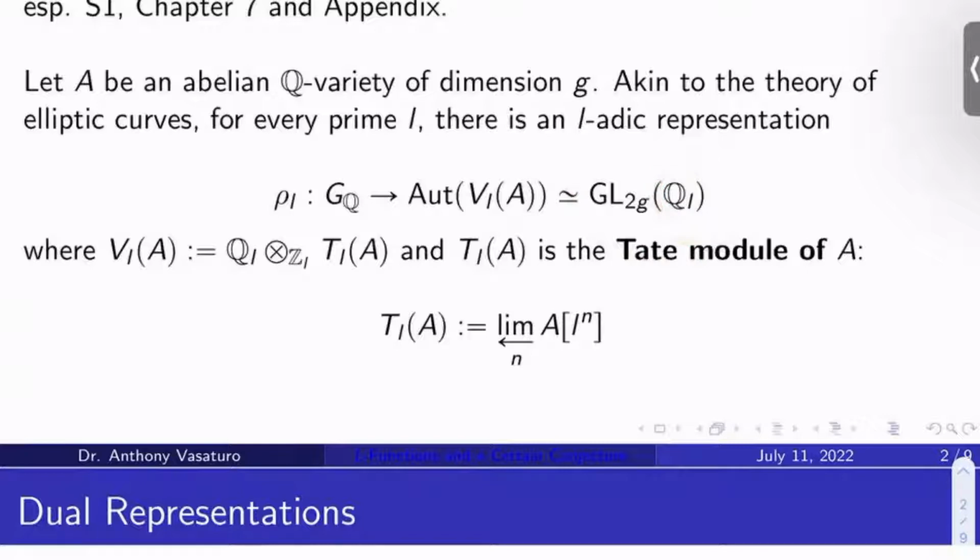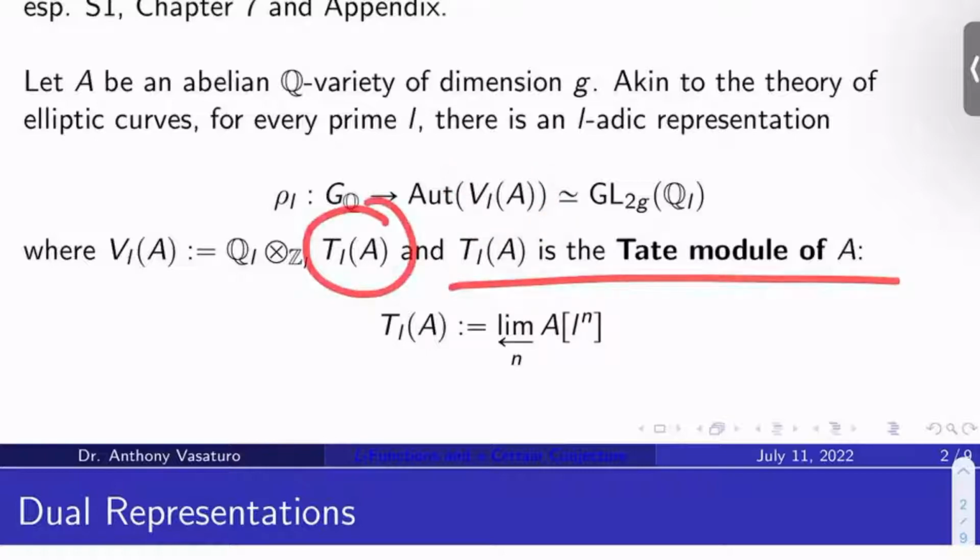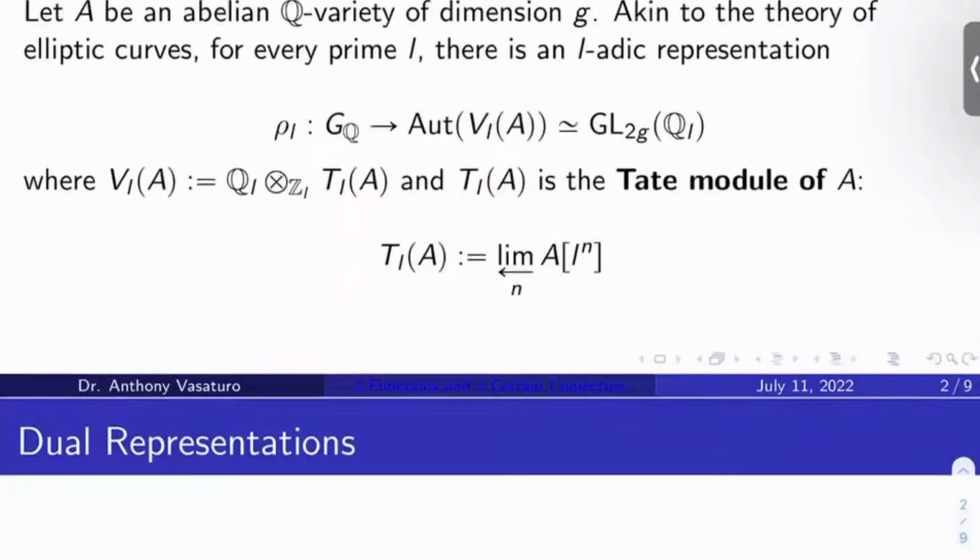If g is 1, this is just your usual l-adic representation attached to the elliptic curve, to GL2 of Q_l. And here V_l of A is the Tate module T_l of A tensored with Q_l over Z_l. So this is like the rational Tate module. And what's the Tate module? Well, it's the same thing as it was for elliptic curves. T_l of A is just the inverse limit over n of the l^n torsion of A. So all of this is more or less the same as the theory of Tate modules of elliptic curves, but we just have this extra g floating around here.